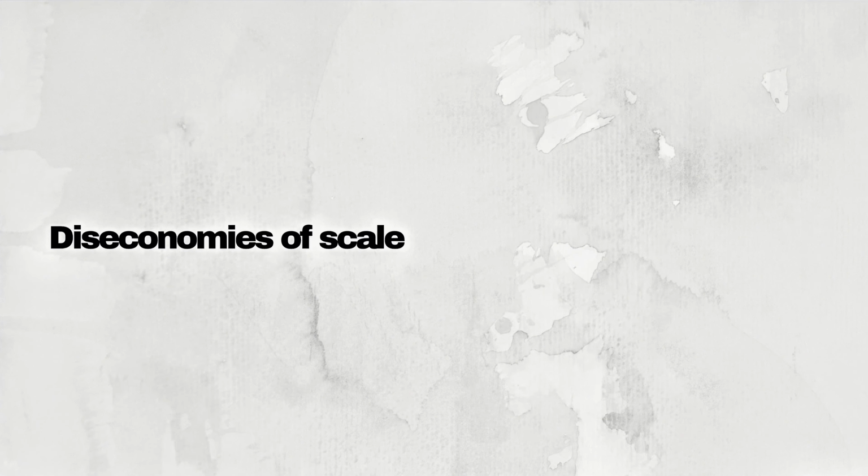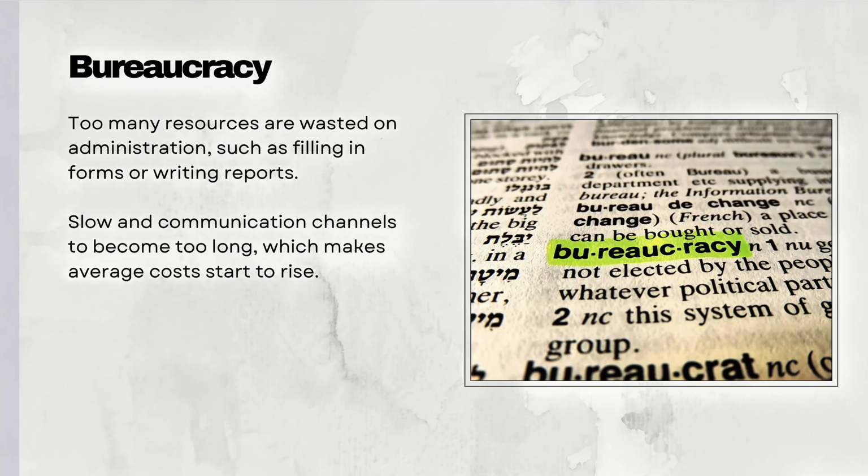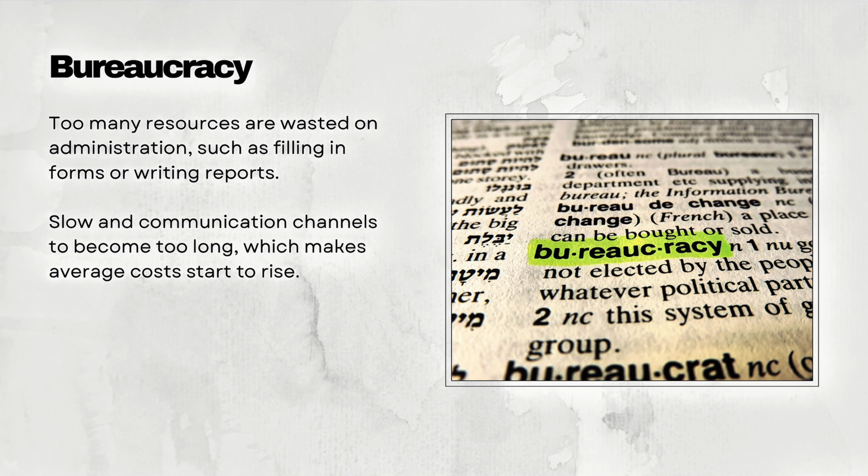Now moving on to diseconomies of scale. Bureaucracy is the first one, as there may be too many resources wasted on administration, such as filling forms or writing reports. This is when the firm prioritizes paperwork over getting things done. Another example is when the communication becomes slow, and an important message will take too long to be delivered to the entire company, which results in slow decision making.